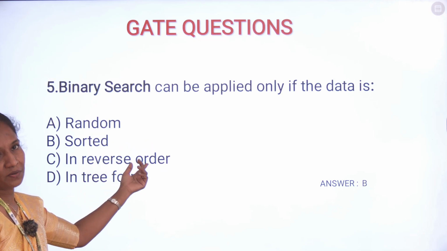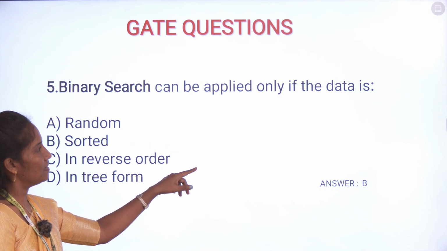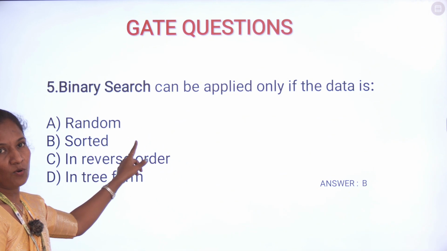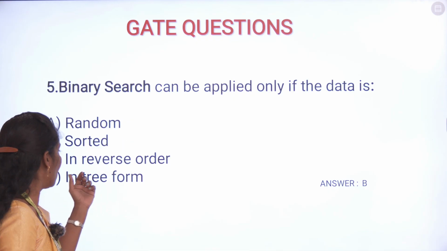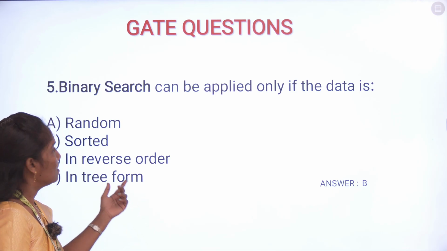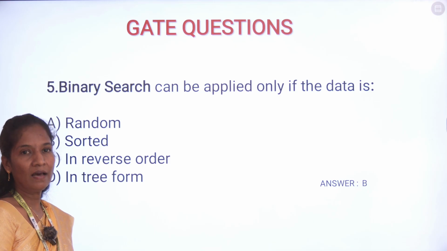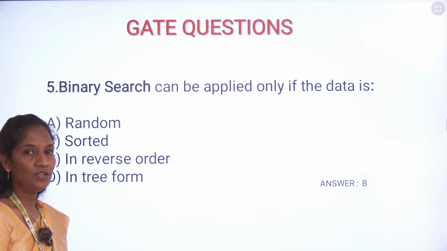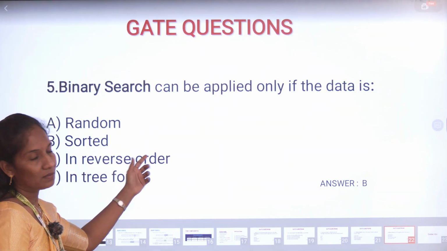Now we'll move on to the fifth question. Binary search can be applied only if the data is option A, random order, option B, sorted order, option C, reverse order, and option D, tree form. So binary search will work only in sorted order, meaning the array elements should be in an arranged manner. So the answer is option B, sorted order.